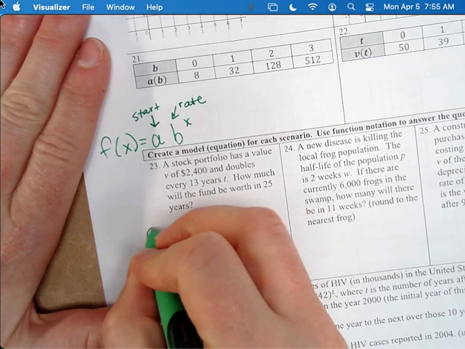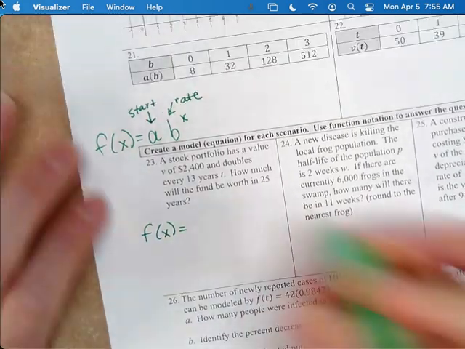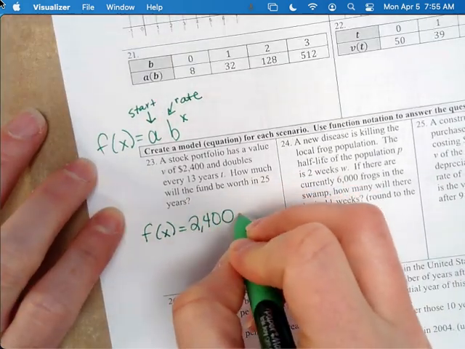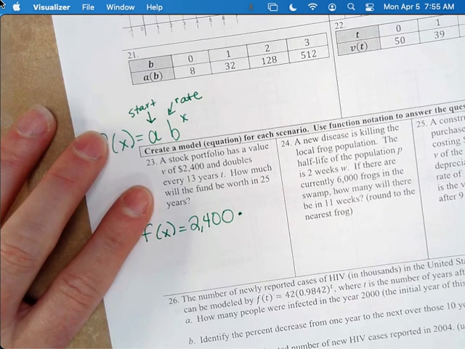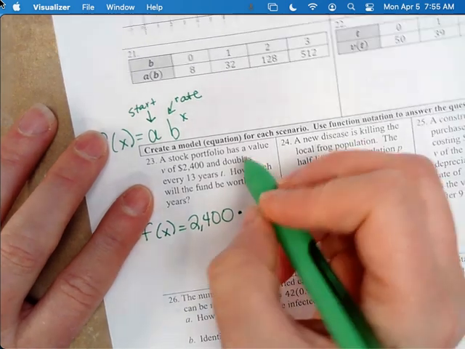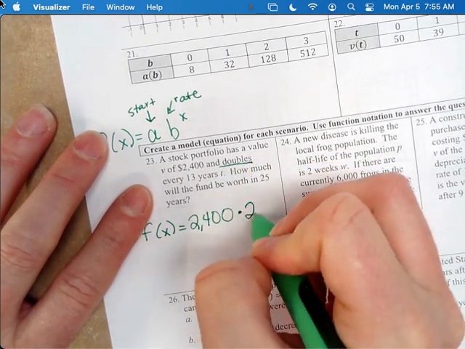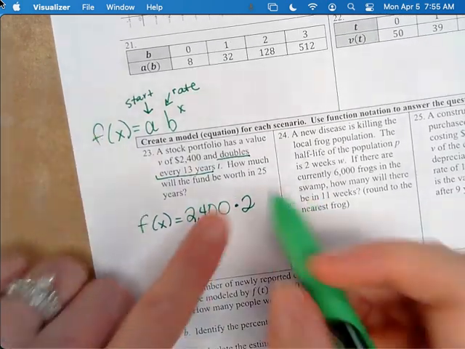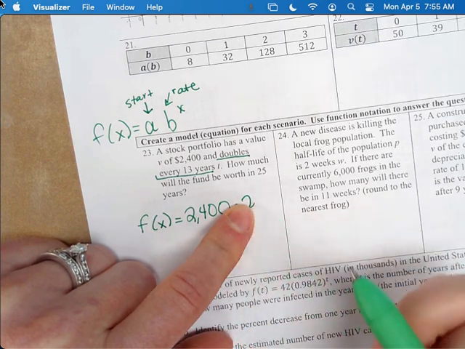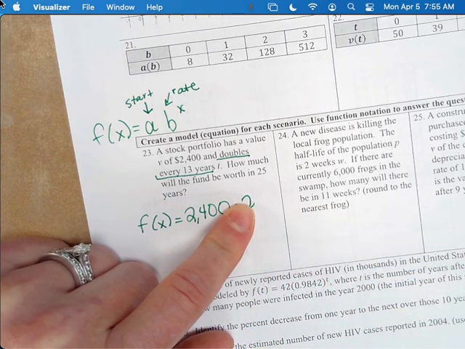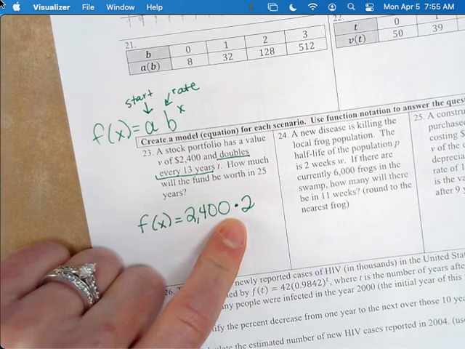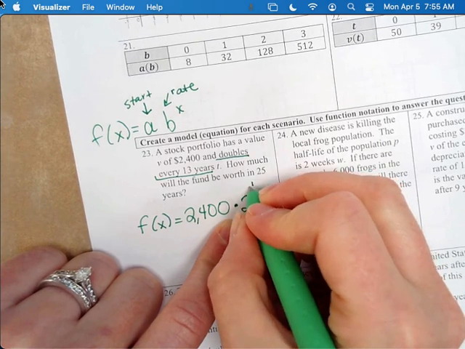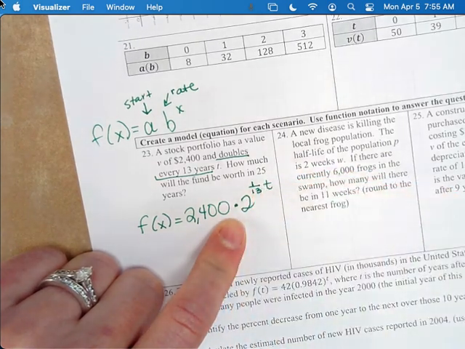So for this one, what is our start value? 2,400. So times, it doubles every 13 years. So what would be our rate? 2, but it says every 13 years. So instead of it being to the t power, we need it every 13 years. So in 1 year, it's only going to do 1/13 of that, right? 2 years will be 2/13 of that. So our exponent is actually 1/13 t.